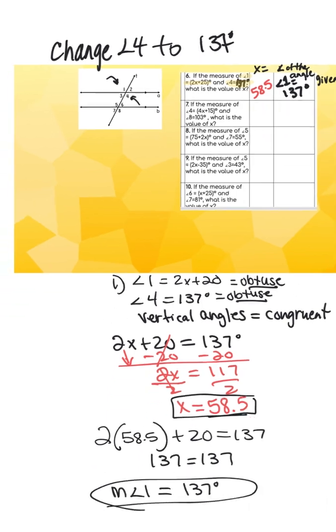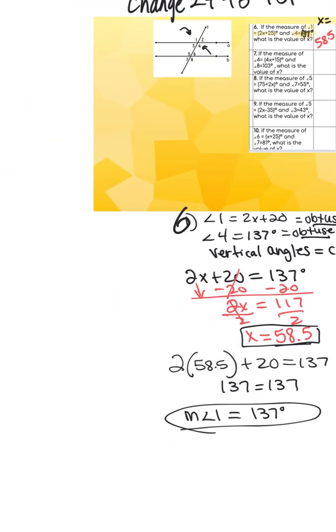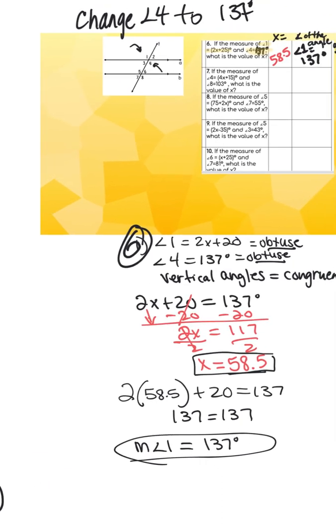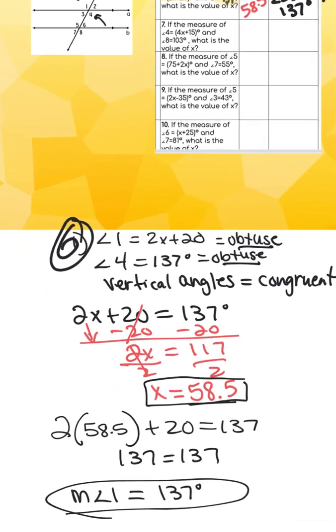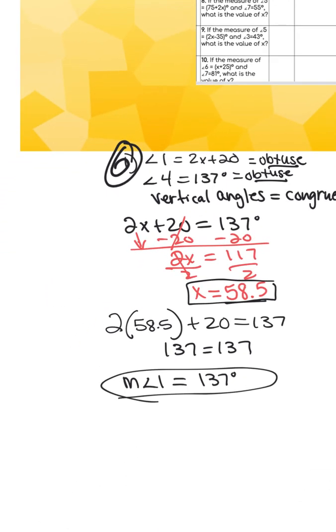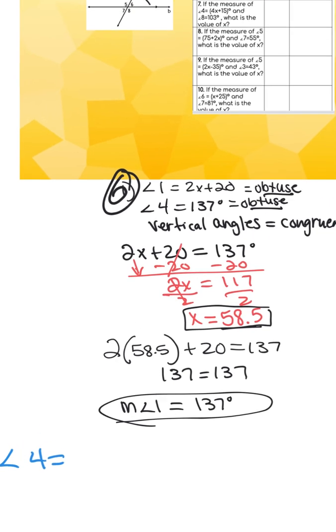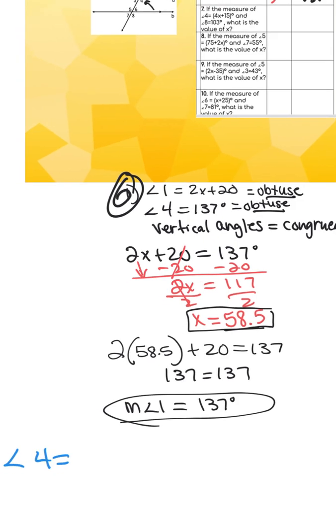Okay, so this is number 6, number 7 says, if the measure of angle 4 is 4x plus 15. That's what I got from the thing. And angle 8 equals 103. What is the value of x?